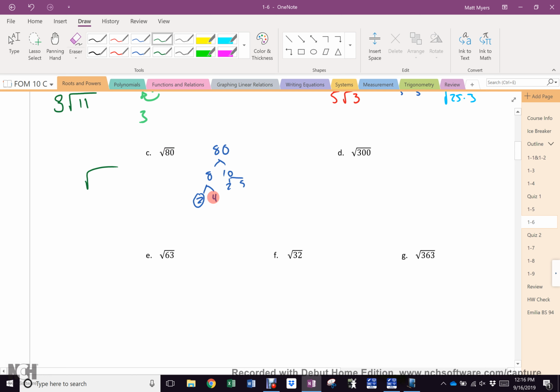It's not 80 anymore. It's 4 times, how many 2s are there? 2 squared times, what's left? 5. Now, does 4 have a square root? What is it? 2. So I'm going to bring out a 2. Is that a group of 2? So what do I do with it? Bring out a 2. Is that anything? So where does that 5 stay? In the radical. And what do I do with these guys? 2 times 2, because they're out front, right? And what math is happening? 4.